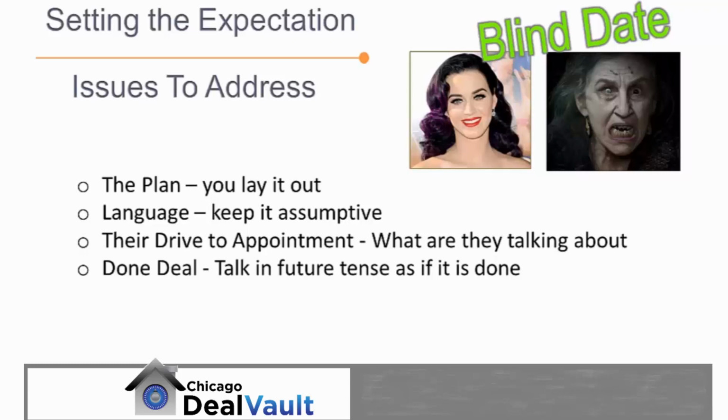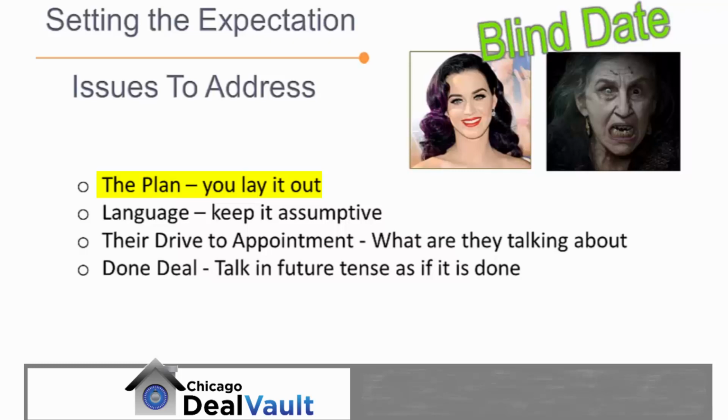All right, so we're going to be talking about the plan. We're going to talk about the language to use. We're going to be talking about their drive to the appointment. So for the plan, you need to lay out the plan for them. You need to make sure that you set the expectations. You need to tell them when, and you need to tell them how.